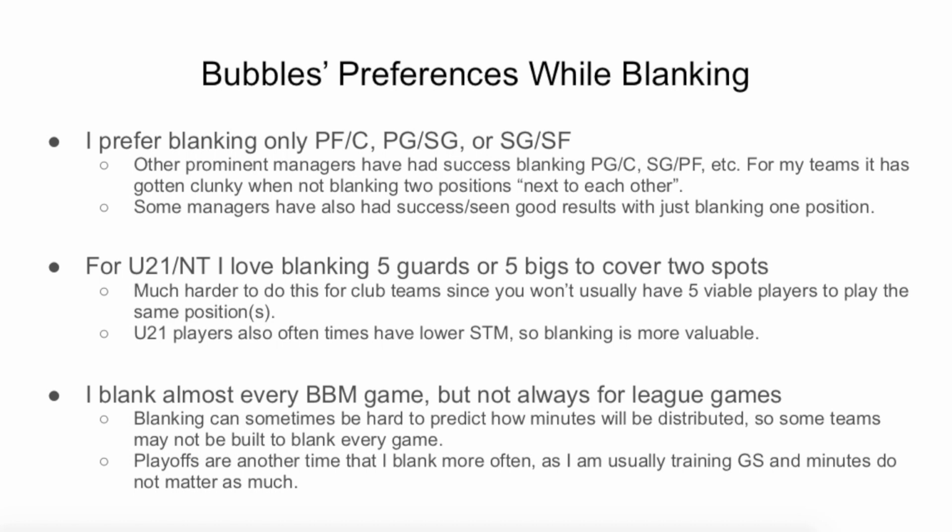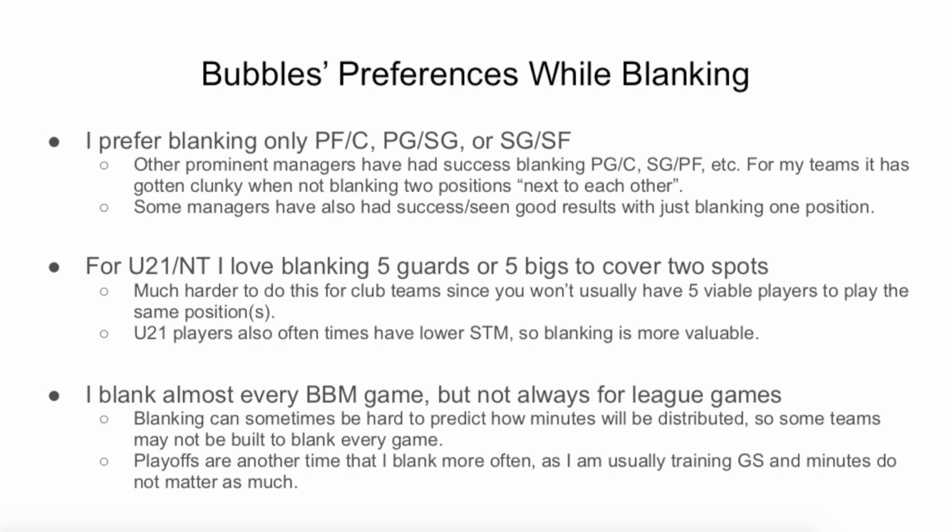But my main preferences are that I typically only prefer blanking power forward and center, point guard and shooting guard, or shooting guard and small forward. So essentially either bigs, guards, or wings. And I never really blank small forward and power forward. It's been weird with my roster at least, where the blank just doesn't work the way I want it to.